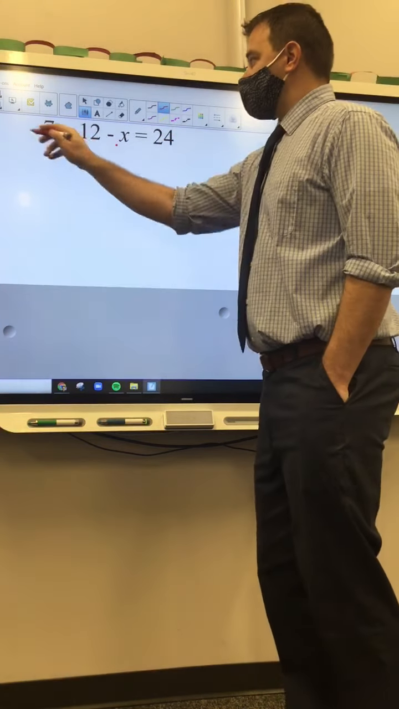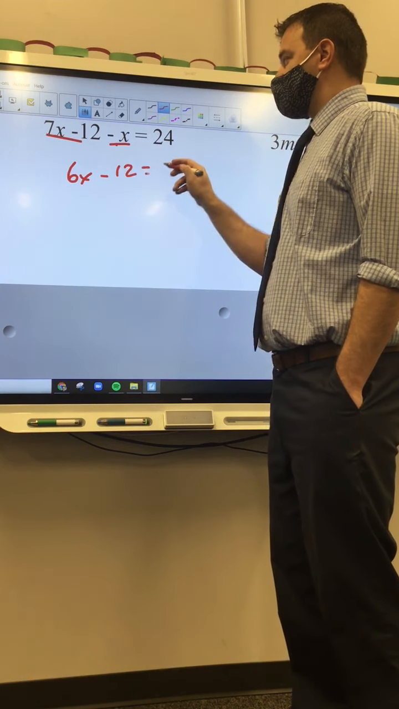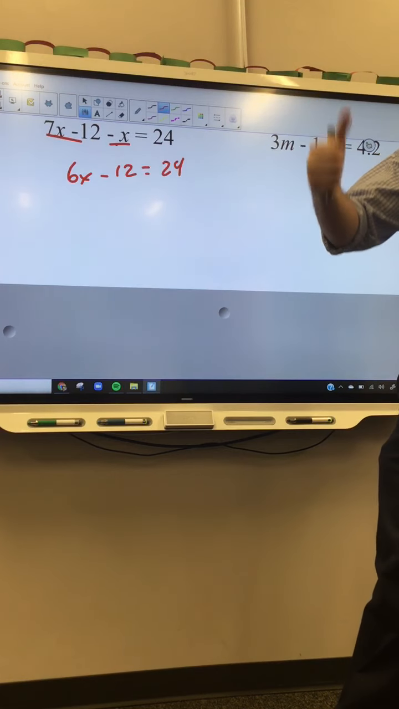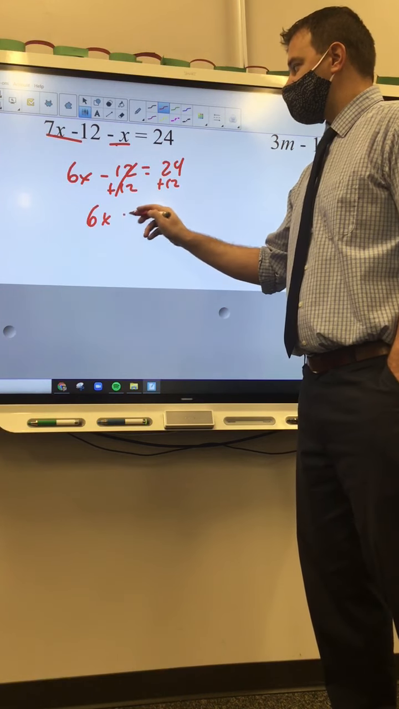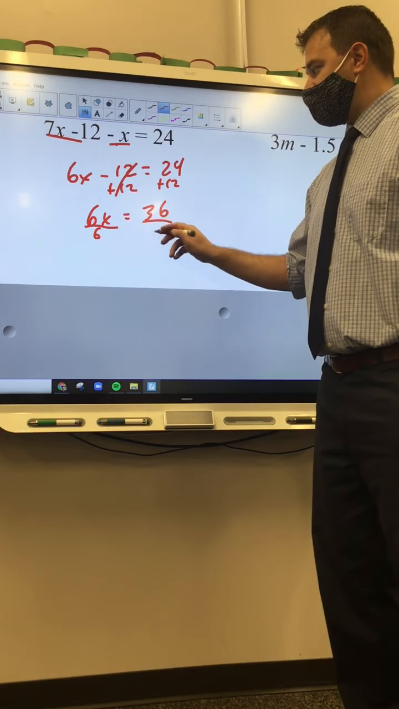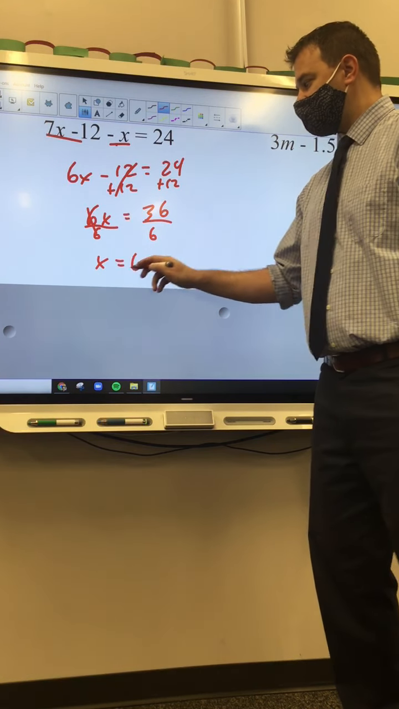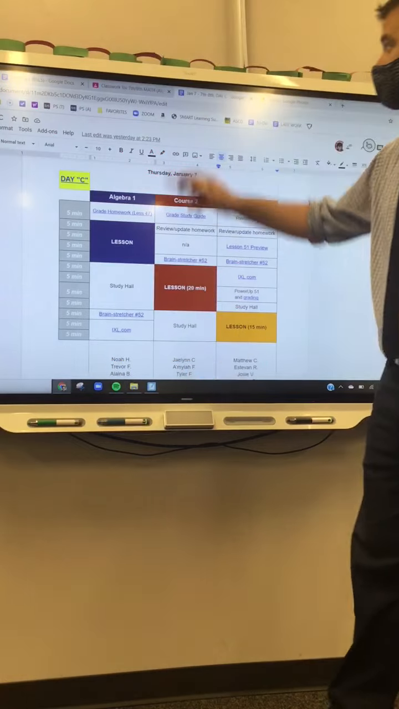Alright, so are you guys combining first? 7x minus x gives you 6x. I've still got the negative 12 equals 24, good there. Then I add 12 to both sides. Those will cancel, I'm left with 6x over here, I've got 36 over here. And then because I'm multiplying, I need to undo that by dividing. Those go away, I'm left with x equals 6. Good? Alright, what do we get over here? 5.7 divided by 3 ends up being 1.9? Awesome.